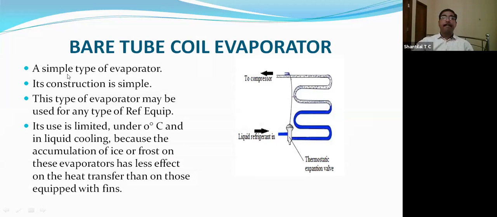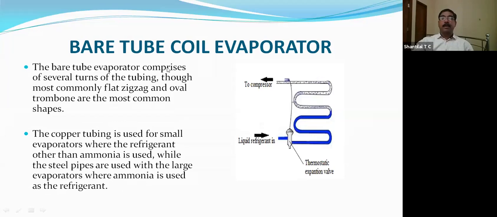This bare tube evaporator comprises several turns of tubing. So these are the tubings. These tubings come in different shapes like flat, zigzag, and oval trombone, which are the most common shapes, and these tubes are made of steel or ammonia-compatible material. We are using steel pipe.